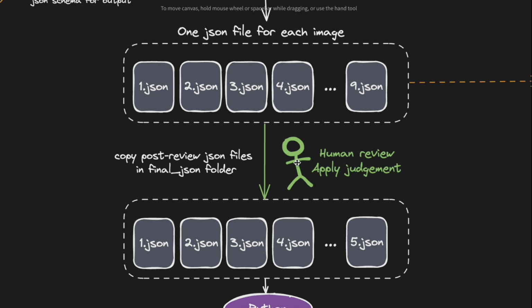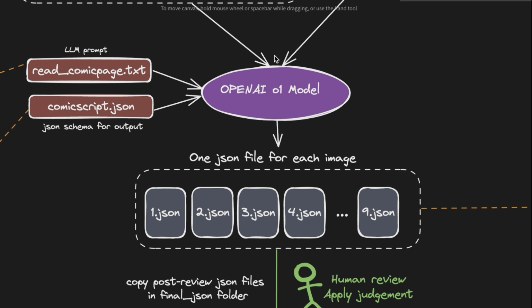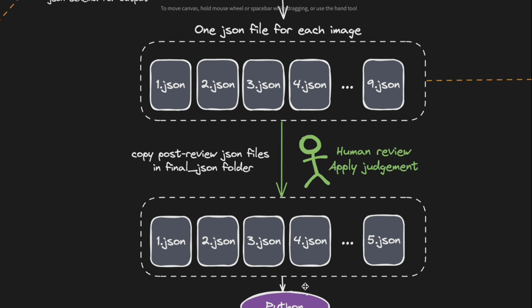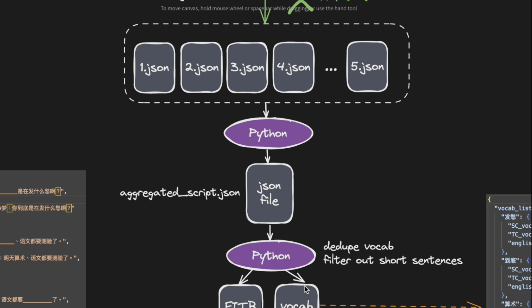Okay, so after the person has reviewed, just to avoid overwriting the human effort if we rerun the code, we will copy these post-review files into a separate folder called final_JSON. Sometimes you might want to rerun this part for whatever reason, and you don't want that to overwrite the files that you've already edited. So here we have a bunch of post-review JSON files.